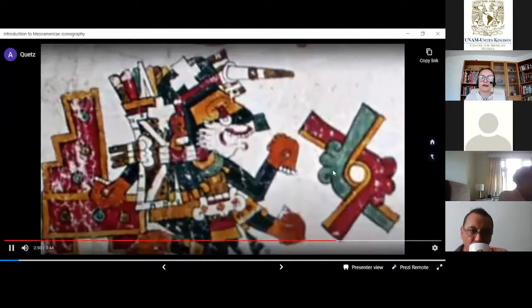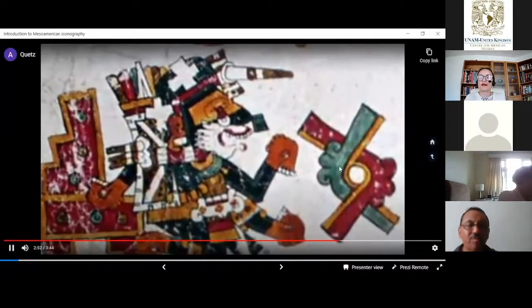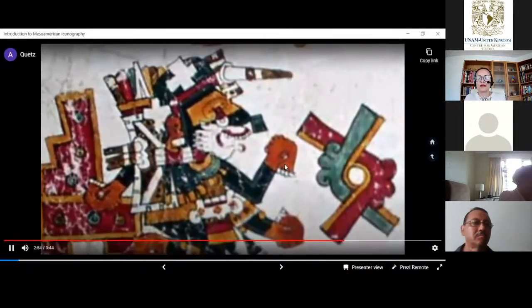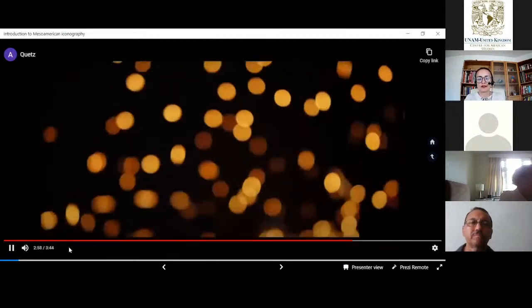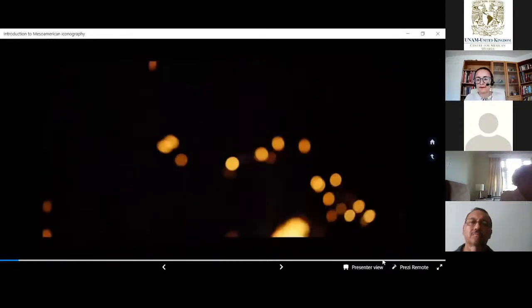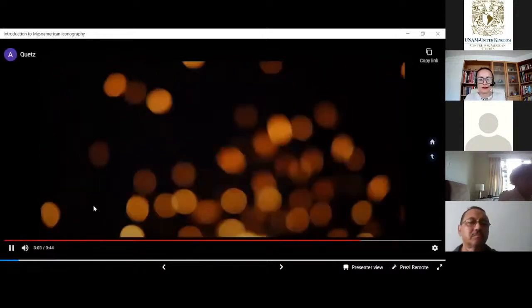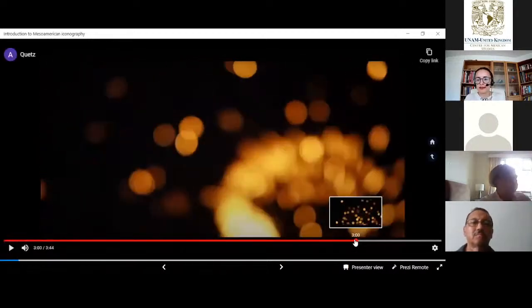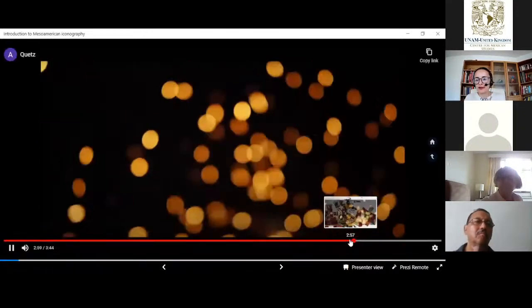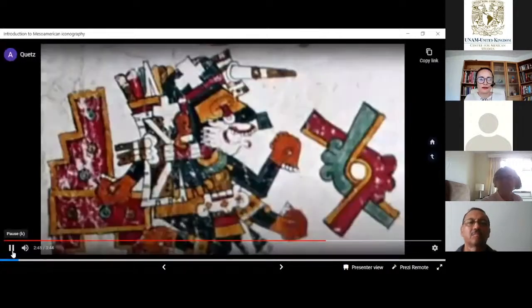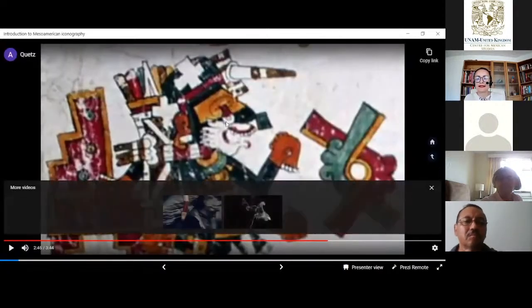And here he appears related again to the sign of the day called movement. He appears in a different form, with a different characteristic, a different iconography. In that image that I just showed previously, I will stop there. He appears with his mouth open and looks like death. His eye is out, and his body is all deformed, because Xolotl means deformity.